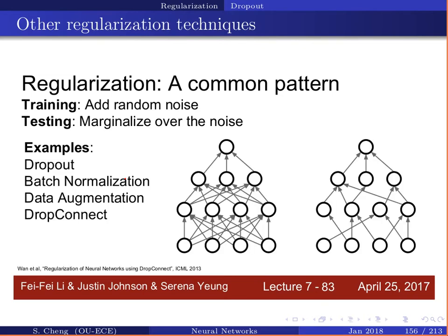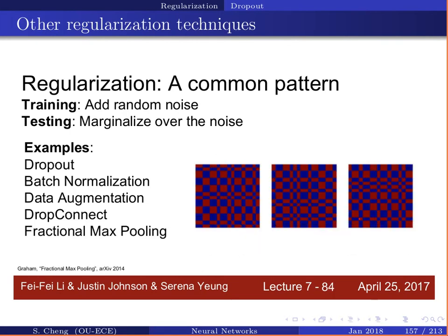Another technique very similar to dropout is so-called drop connect. In that case, you're not dropping the output of the node, but instead you drop some connection. So it's a very similar flavor. There's another interesting one also, but actually we didn't describe max pooling yet.